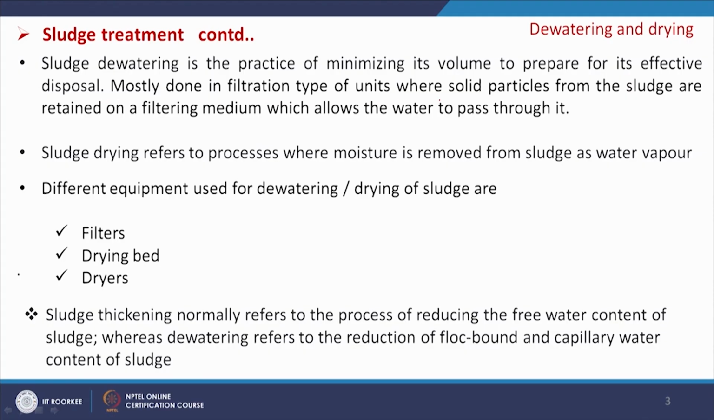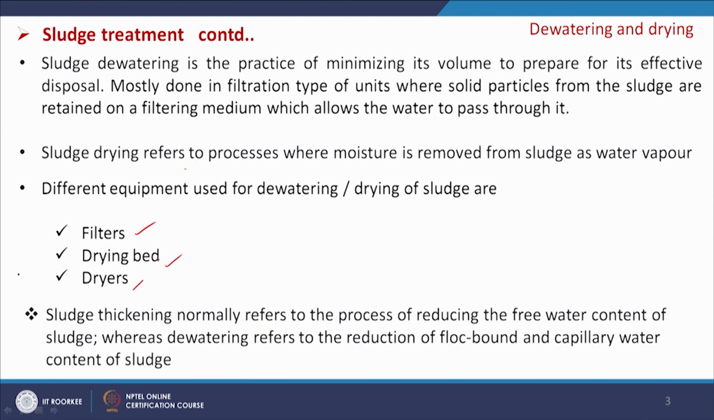in filtration type of units, where solid particles from the sludge are retained on a filtering media which allows the water to pass through it, and sludge drying refers to processes where moisture is removed from sludge as water vapor. So, we are applying heat, maybe sun dried or the application of heat. And then different equipment used for dewatering or drying of sludge are filters, drying beds and dryers.